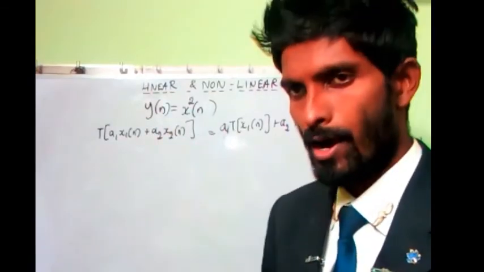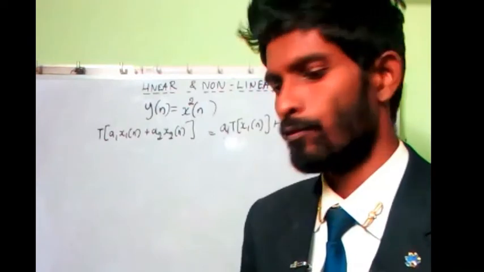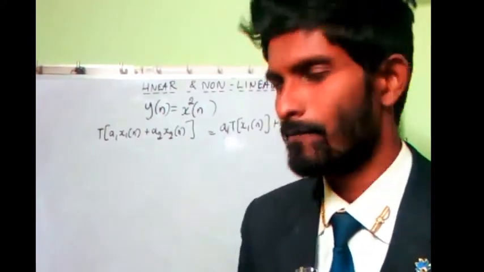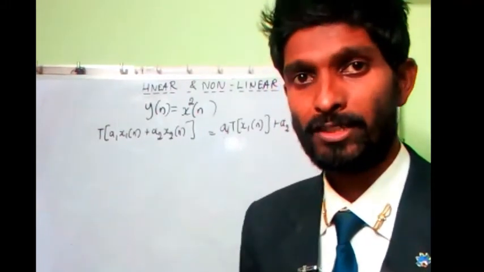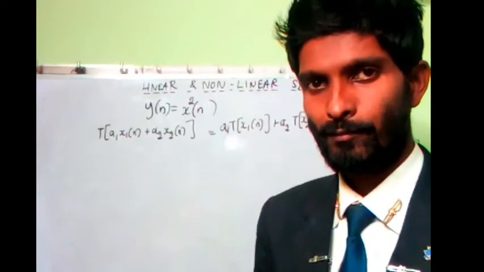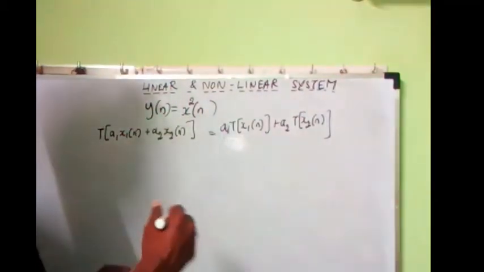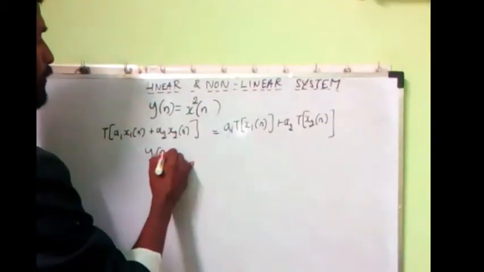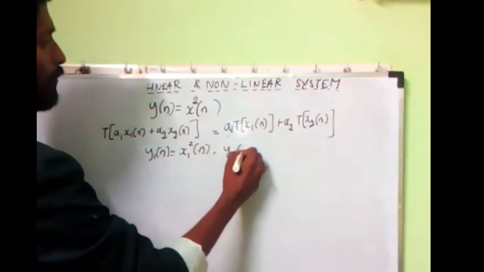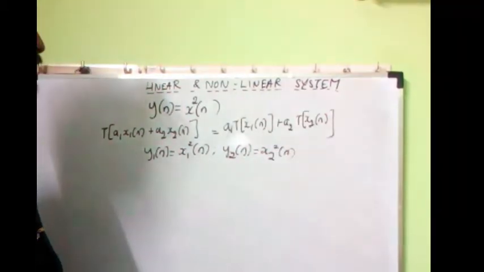I have an example y of n is equal to x square of n. What I said actually, for finding whether a system is linear or non-linear, we have to separate the input into two parts, is it right? So as per this problem, we have y of n is equal to x square of n. So we divide into x1 square of n and x2 square of n. So I get y1 of n is equal to x1 square of n and y2 of n equal to x2 square of n. I'm splitting, is it right?